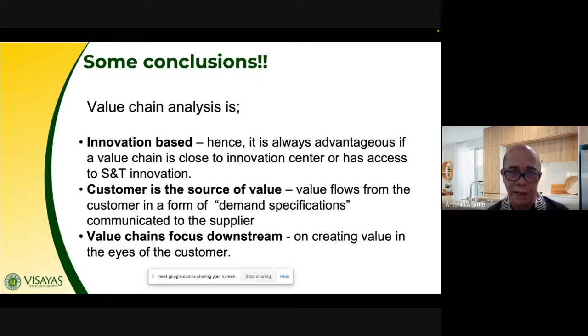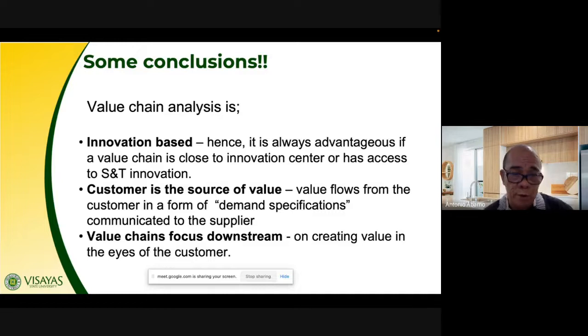That is always the case. If your customer is not well defined, then your value chain analysis can go awry. In other words, it can go anywhere because you don't know your customer. Who are your customers in the first place? What do your customers want or need? So it is like sailing in the very wide ocean and you don't know where to go. There is no wind favorable to you in that case. So the customer is always the source of value.